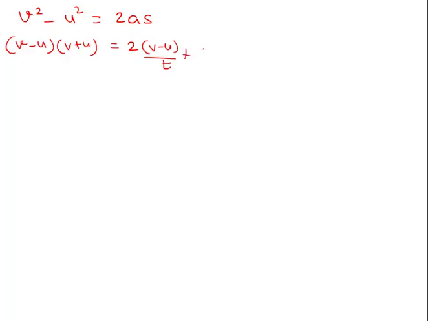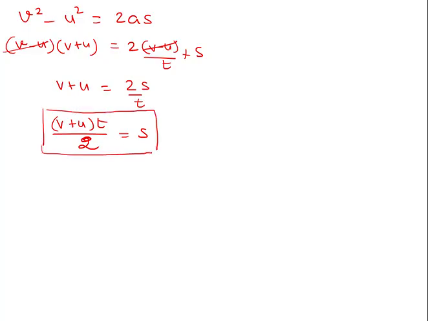So let's begin with s is equal to v plus u upon 2 into t. Equation number 3 is v square minus u square is equal to 2as. I could split this up as v minus u into v plus u is equal to 2 times acceleration, which I could write as v minus u over t, into s. And v minus u gets cancelled out. So I'll get v plus u is equal to 2s over t. And then I could bring this t over here, 2 over here, so I'll get v plus u into t over 2 is equal to s. And this is equation number 4 that we referred to earlier.